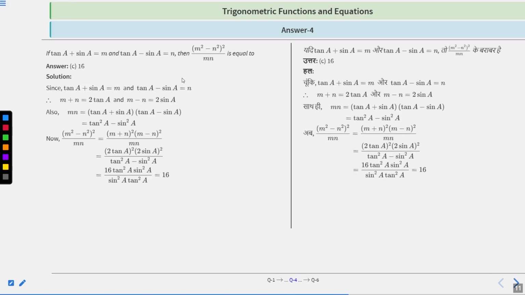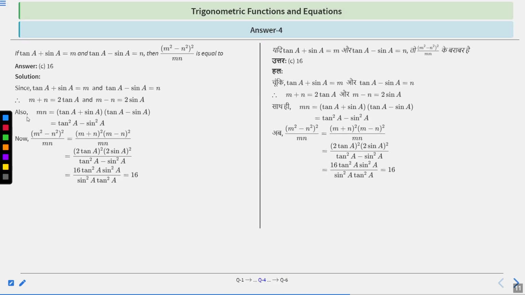Okay, let's move to the solution part. Since tan A plus sin A is equal to m and tan A minus sin A is equal to n, therefore m plus n is equal to 2 tan A and m minus n is equal to 2 sin A. Also, mn is equal to tan A plus sin A into tan A minus sin A, which is equal to tan square A minus sin square A.